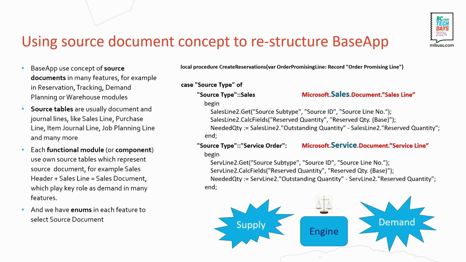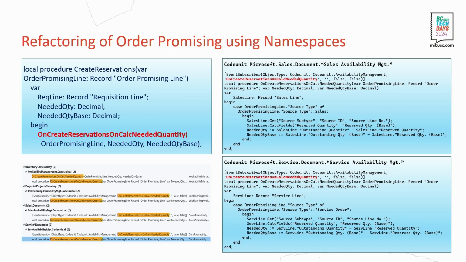And of course, sales now belongs to the sales document namespace, and service belongs to the service document namespace. That means if we just track by namespaces, we know how to separate it, how to split this code, where to move new code units, which will be subscribed with event subscribers to our event here. And finally, we can come up to such a simple structure, which is already extendable by default. We have just an event in red on the left side, on create reservation, on calc needed quantity, and then we have subscribers which provide that information.